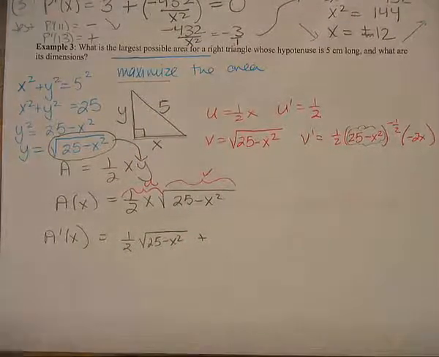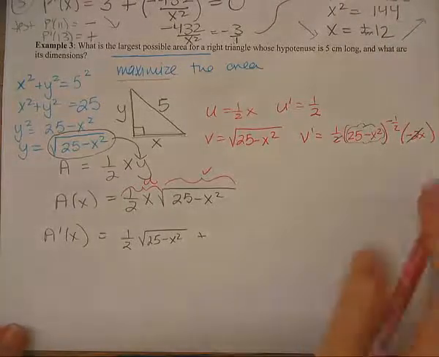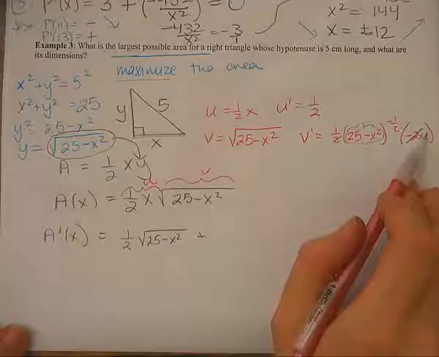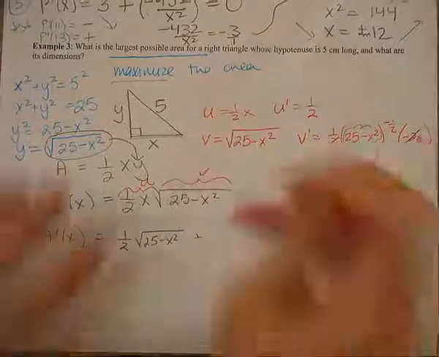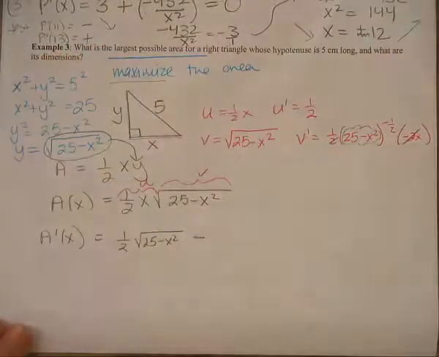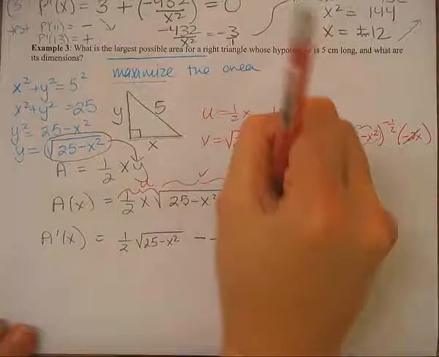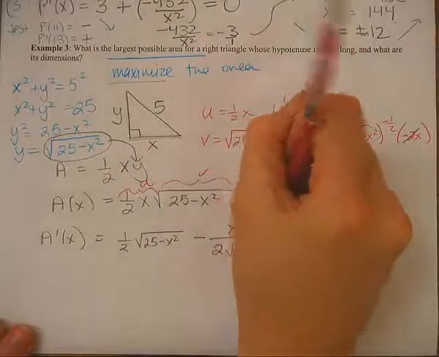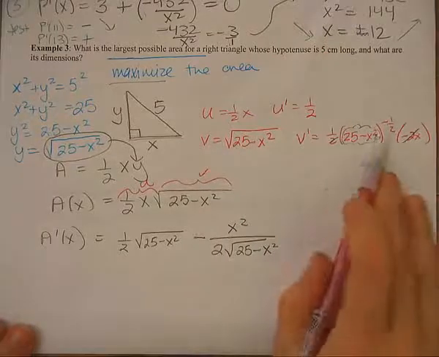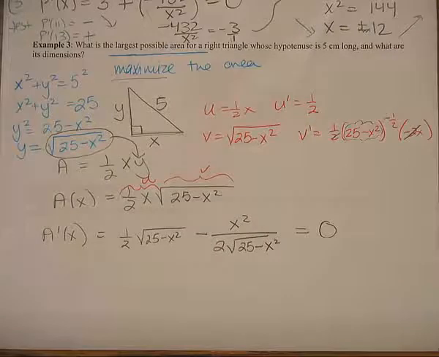Now a couple things to notice is the 2's will cancel here. And then I'm going to multiply these x's together. So I'm going to end up with, and since this is negative, it's actually going to be minus. So it ends up being minus x squared all over 2 times the square root of 25 minus x squared. This goes in the denominator because the exponent was negative. And then I need to set that equal to 0.